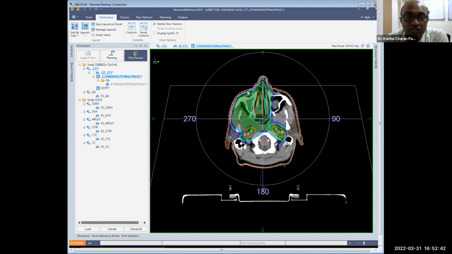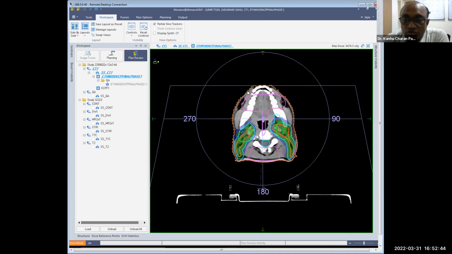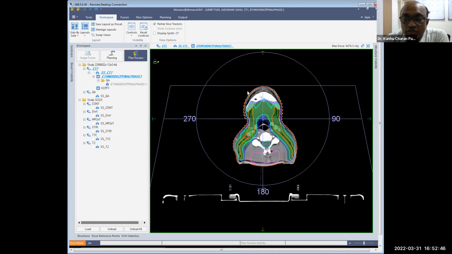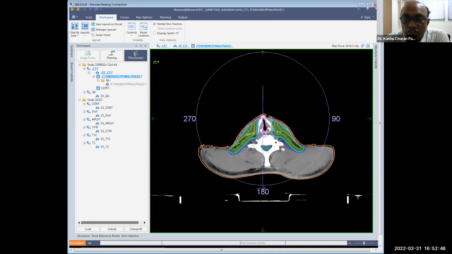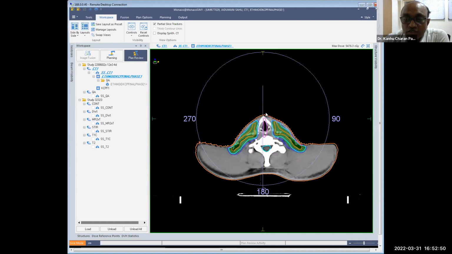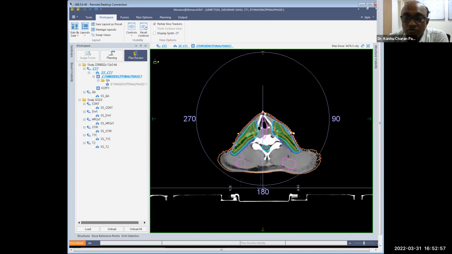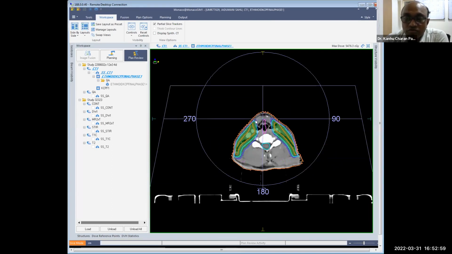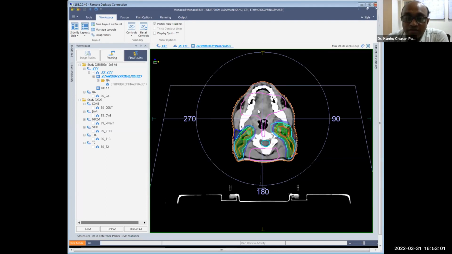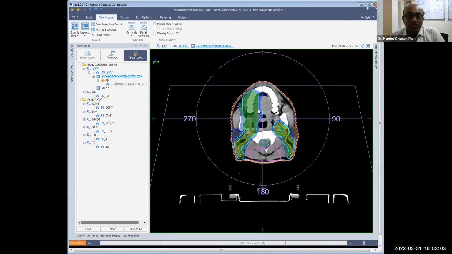So if you can see this plan here, after contouring and giving the PTV, we want to decrease the dose to the midline structures. If we decrease the dose to the midline structures, the patient will not have much dysphagia. So we have to create extra structures here. You can do the plan evaluation and everything. I will go step by step on how to do a plan evaluation in this patient.